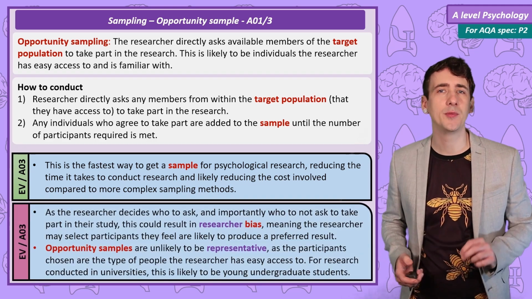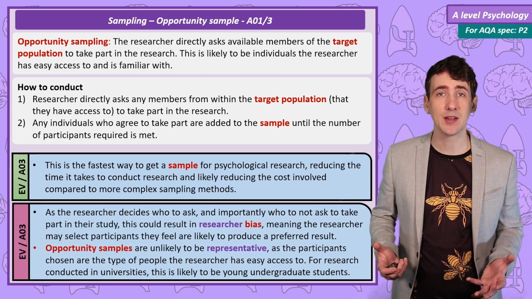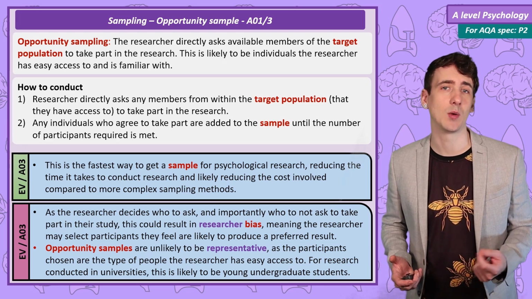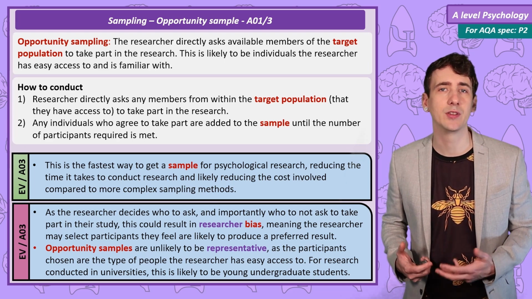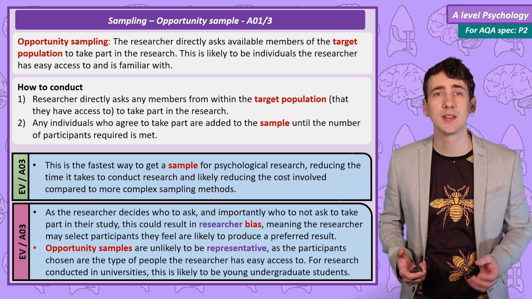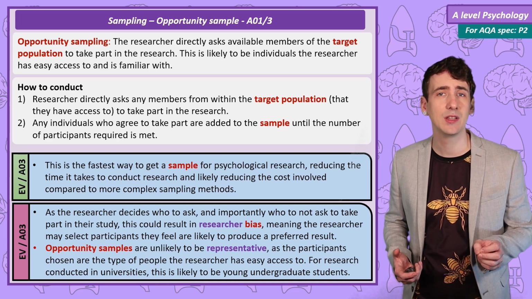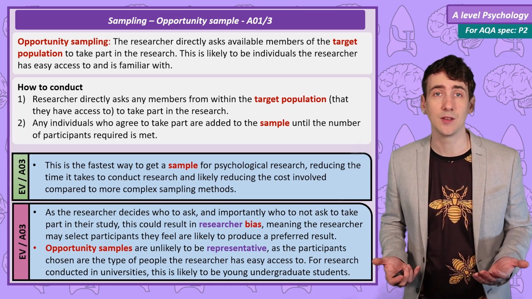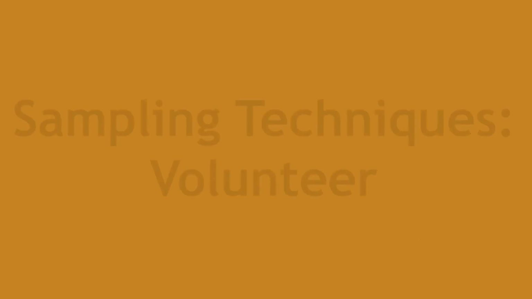But there are big problems with opportunity samples. There's a potential for researcher bias. The researcher decides who to ask and who not to ask, potentially manipulating the results. Also, the sample is likely not representative as the researcher only has access to a limited section of the population, in most cases young university students.